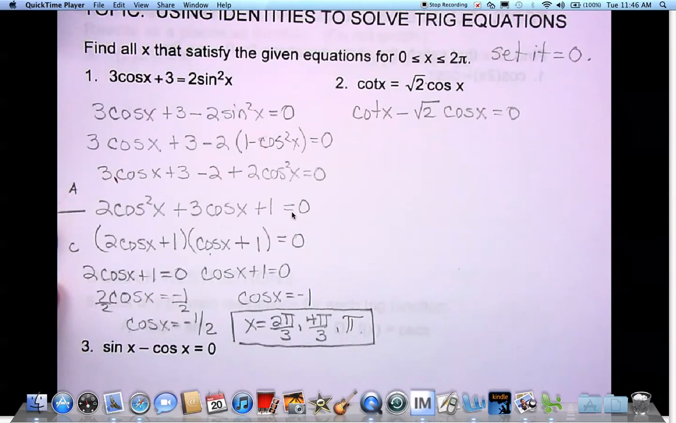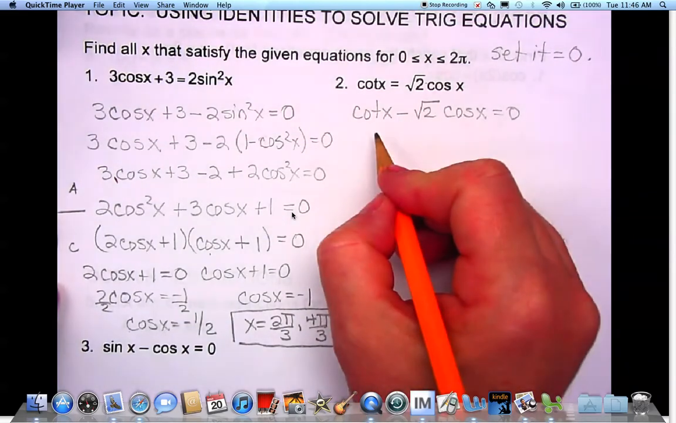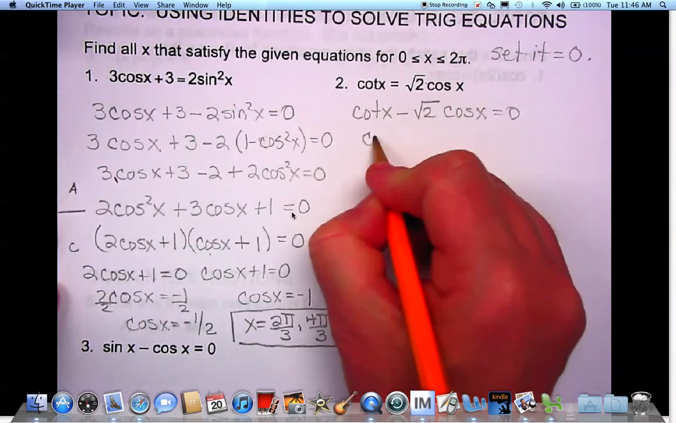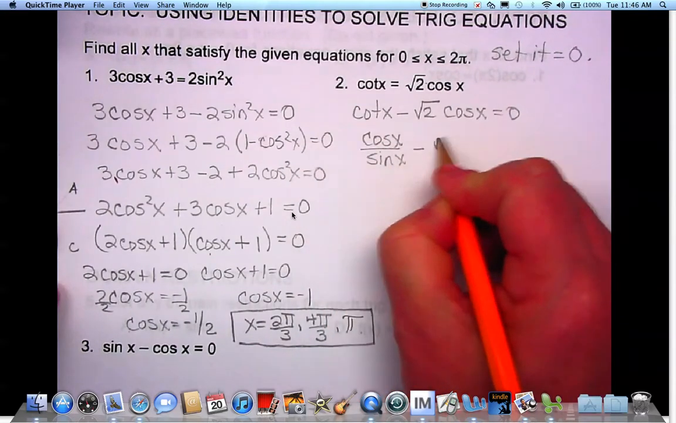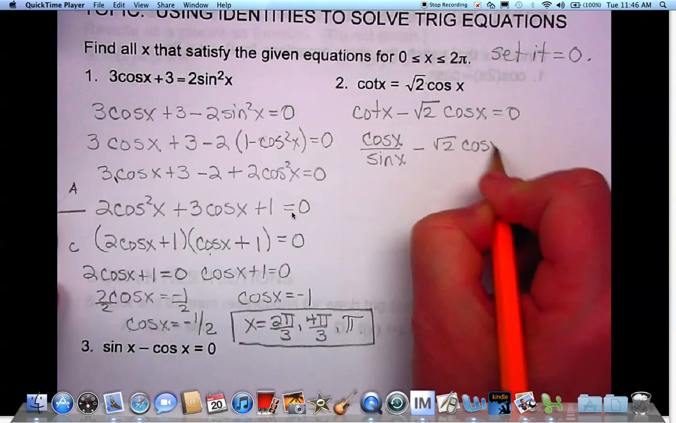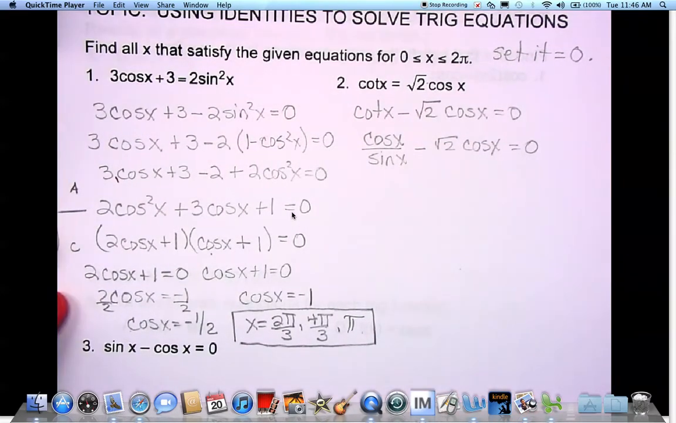Okay, the problem is, I've got cotangent and I've got cosine. Can I do something about that? Change cotangent to cosine over sine. That way, at least I have a cosine in there. Actually, we probably shouldn't have set it equal to 0 first.